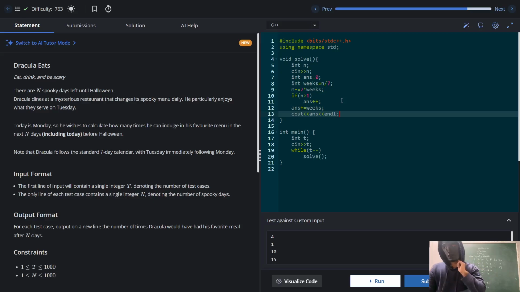So basically you had to find how many weeks have happened, and those many weeks into 7 you remove from the number of days, and whatever remaining days are there, if it is greater than 1, it means you will be going to Tuesday on that week. So yeah, in this way you could have solved the problem.